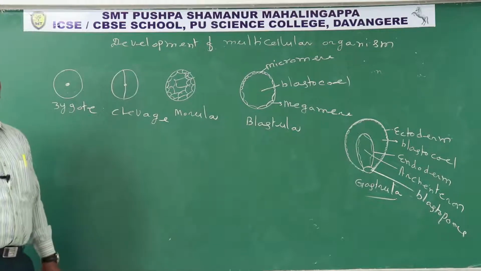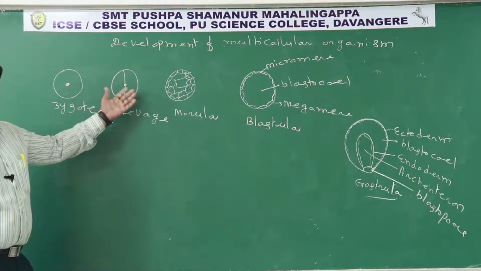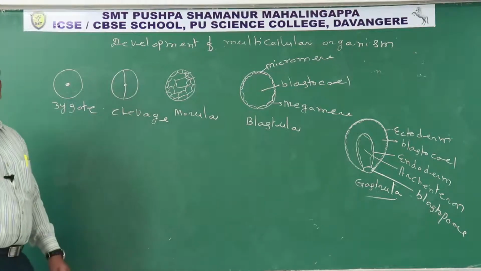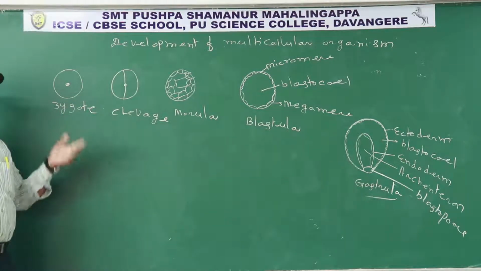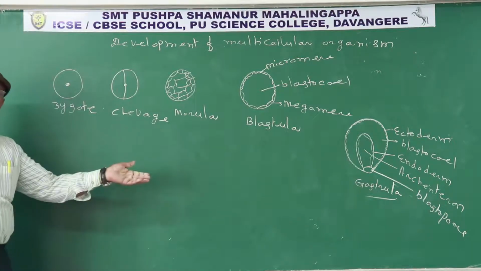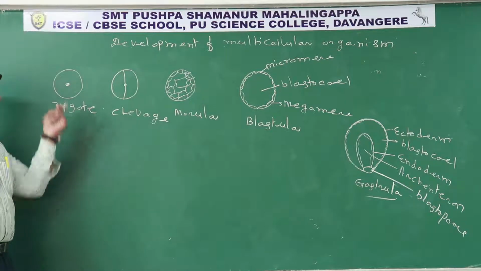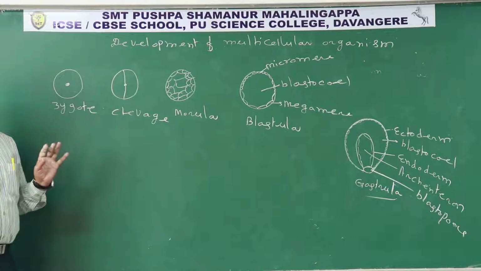How is the zygote formed? By union of male and female gametes. Male gamete is spermatozoa, female gamete is ovum. Due to union of male and female gamete, a single-celled zygote is formed. Sperm is a single cell, ovum is also a single cell. Due to union of these two cells, again a single-celled zygote is formed.